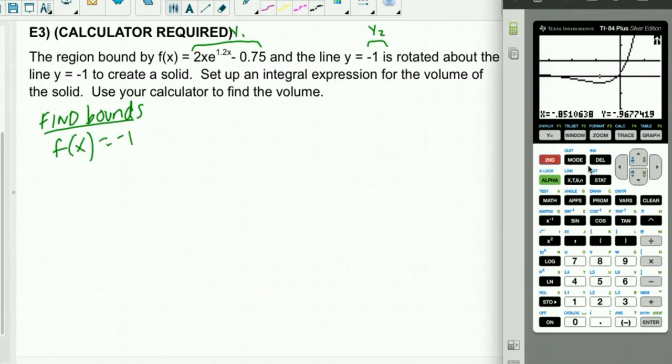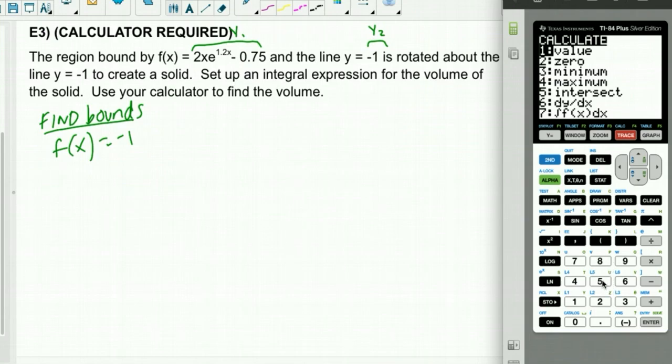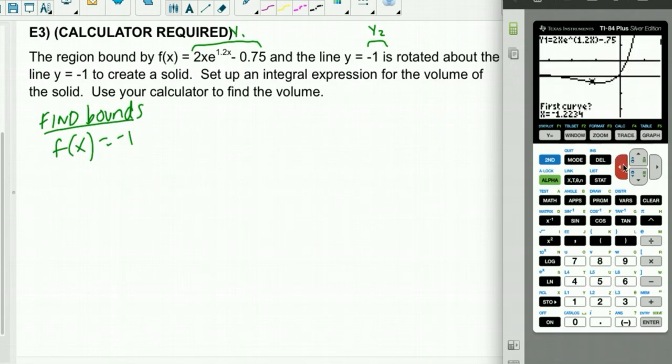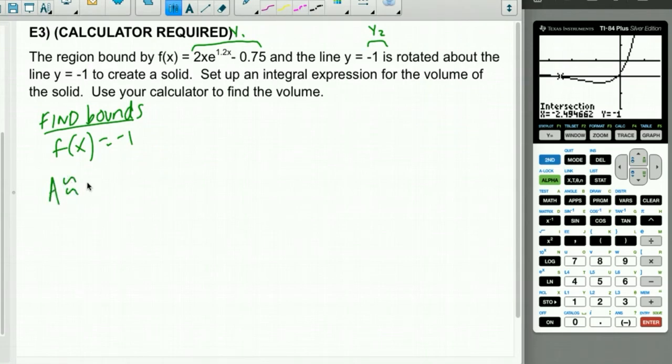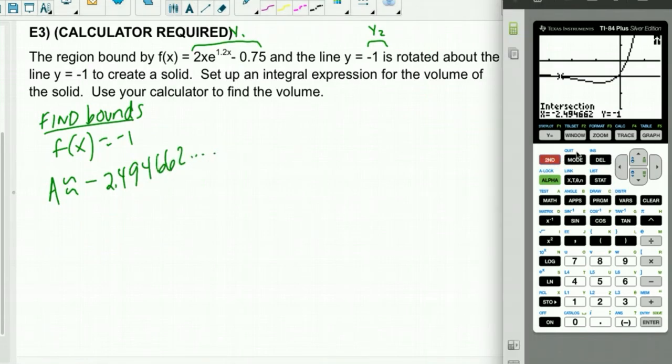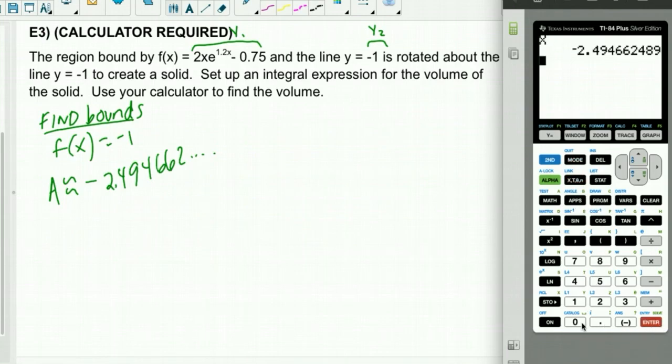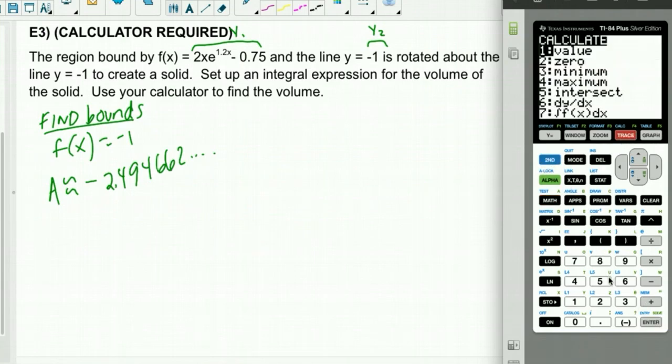So to do that, I'm going to 2nd, calc, intersect, right? And I'm going to scroll to where I think that these hit each other. Close enough, right? Enter, enter, enter. And I'm going to get that the first bound that I'm going to call A is approximately negative 2.4946662. Second calc, oh, wait, sorry, quit out of that. And we want to store that as A, right? That's the mistake we frequently make if you're not paying attention. So alpha A, cool.